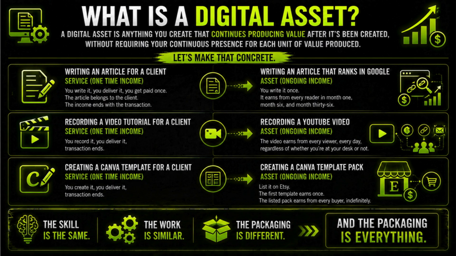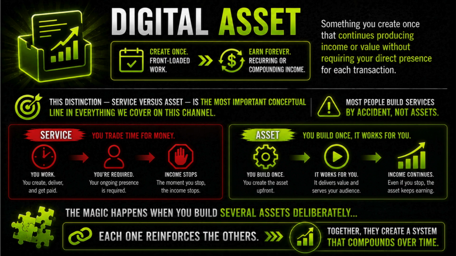The skills are the same. The work is similar. The packaging is different. And the packaging is everything. A digital asset is something you create once that continues producing income or value without requiring your direct presence for each transaction. The work is front-loaded. The income is recurring or compounding. This distinction, service versus asset, is the most important conceptual line in everything we cover on this channel.